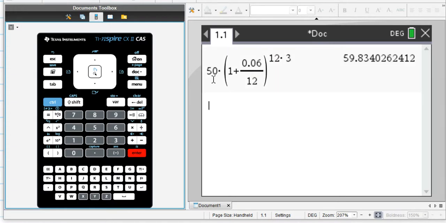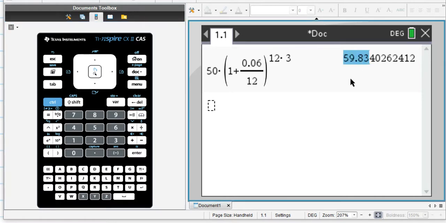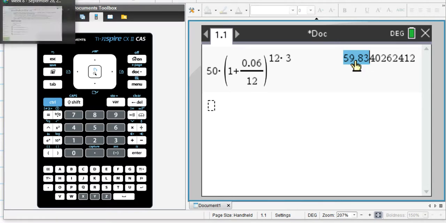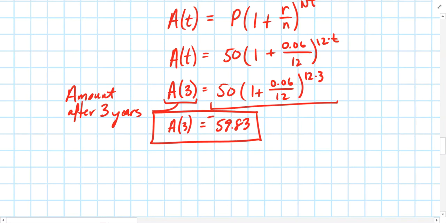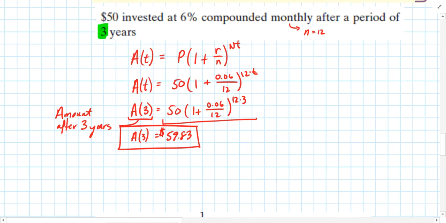So as it turns out, a $50 investment left alone for 3 years turns to $59.83. We'll only keep 2 decimal places after the decimal point since this is a dollar amount problem. Normally I like 4. So there we have it. The amount in the account after 3 years is $59.83. So no need for a logarithm or any special exponential rules here. This was a pretty straightforward example.